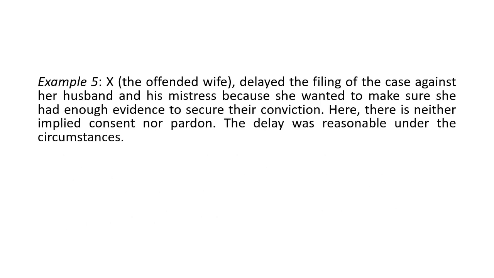Example number 5. X, the offended wife, delayed the filing of the case against her husband and his mistress because she wanted to make sure she had enough evidence to secure their conviction. Here, there is neither implied consent nor implied pardon. The delay was reasonable under the circumstances.